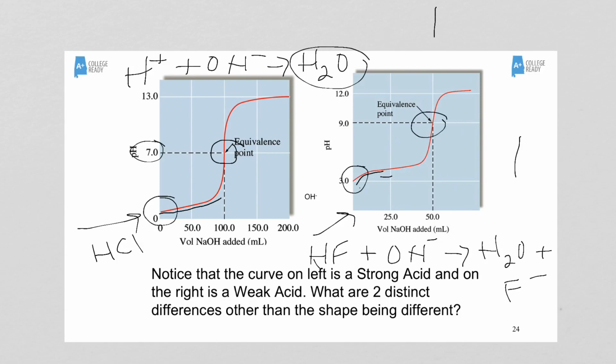And so if you notice, this equivalence point is basic. And this goes back to the salts we talked about. Fluoride is an ion that is associated with a weak acid. It reacts with water and forms a little hydroxide. So again, it's the products that are controlling the pH at the equivalence point, because the reactants are equal and actually have gone to 0.